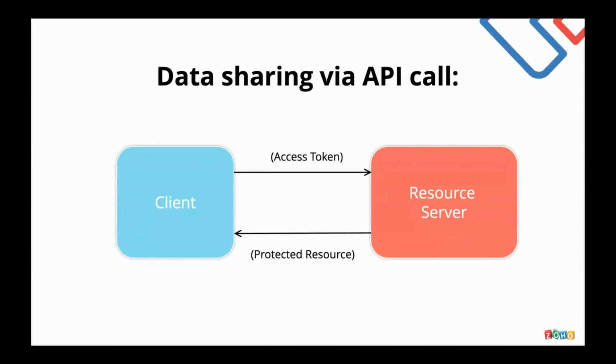Now let's see how we can share the data. Once you get the access token, you can use it to create an API call to the resource server to get the data. Once you pass the access token, you need to pass the respective parameters of data that you're going to pass to the resource server, that is Zoho Creator. Once the API request has been created, the resource server is going to validate the access token and the URL, and it's going to share the protected resource with the third-party service.